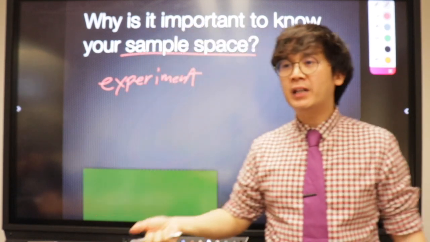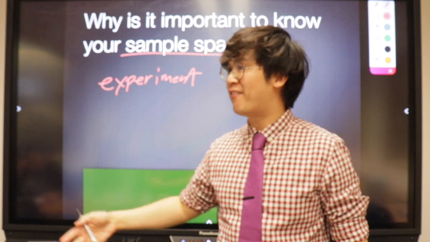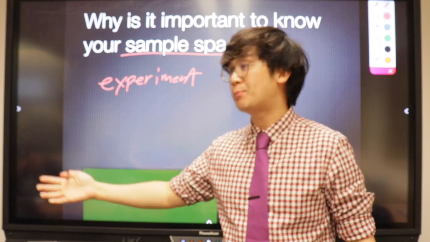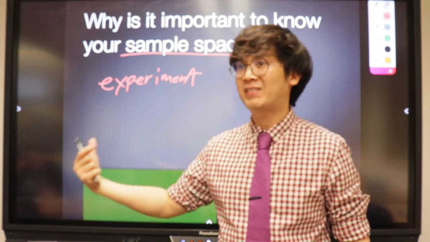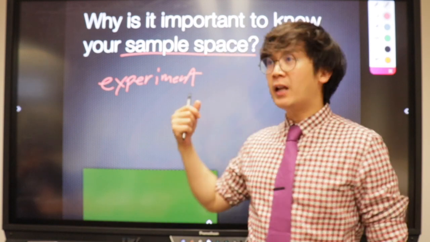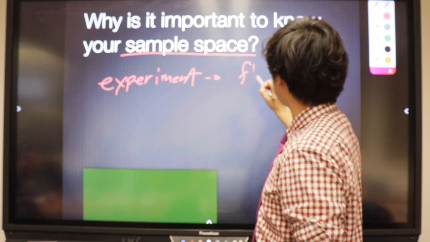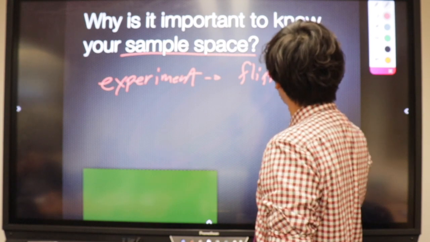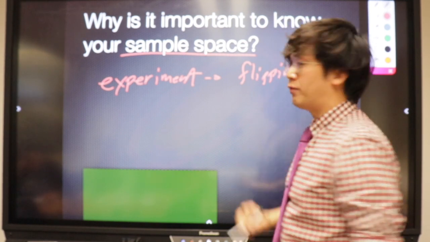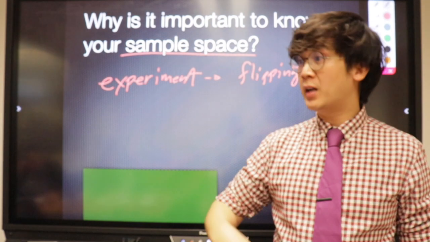Now, in probability, an experiment is going to be a little bit different, because it's not like a biology experiment where you need to dissect a cat. An experiment in statistics involves, for example, flipping a coin. Flipping a coin is an experiment in statistics.